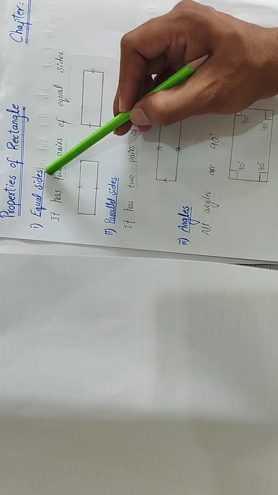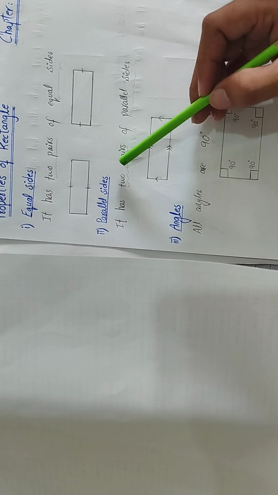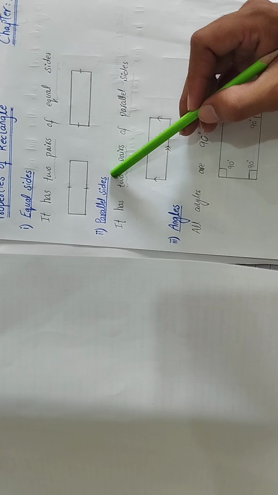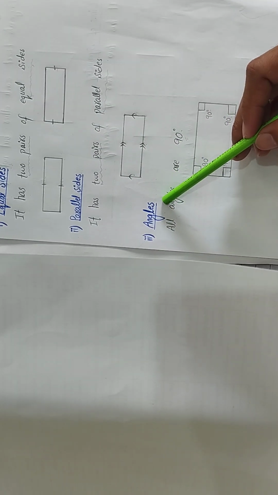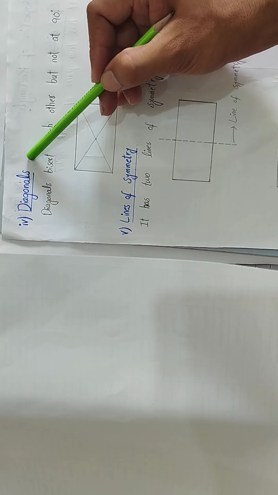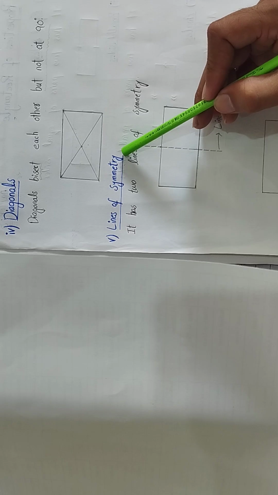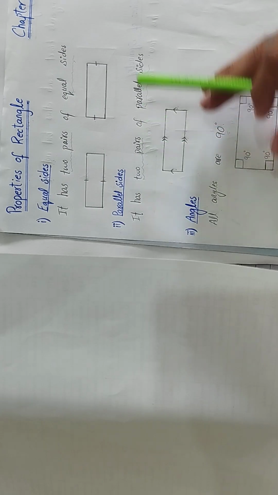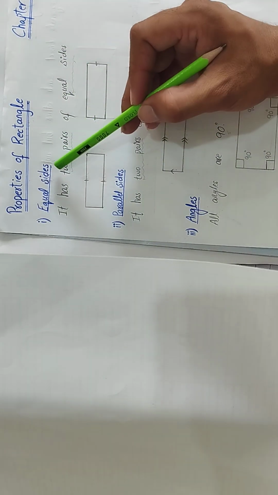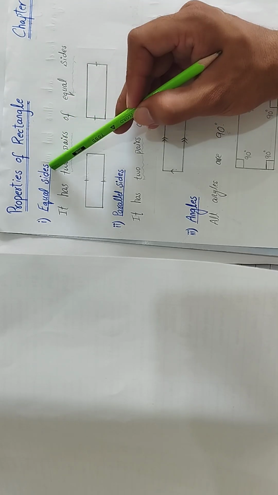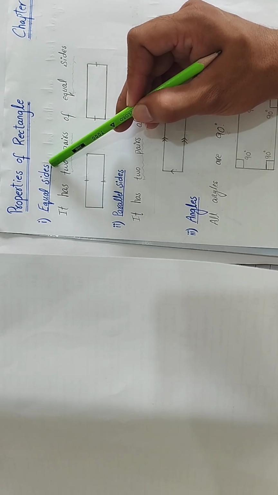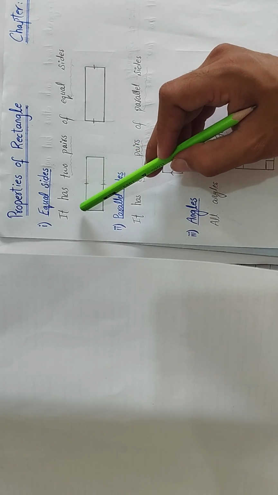At first we will see how many equal sides a rectangle has, and then how many parallel sides a rectangle has. Then what about the angles, how many 90-degree angles are there. Then we will discuss the diagonals of rectangle, and then how many lines of symmetry a rectangle shape has. Let's start from the first property. First property of rectangle is how many equal sides a rectangle has. Let's see how many equal sides it has.